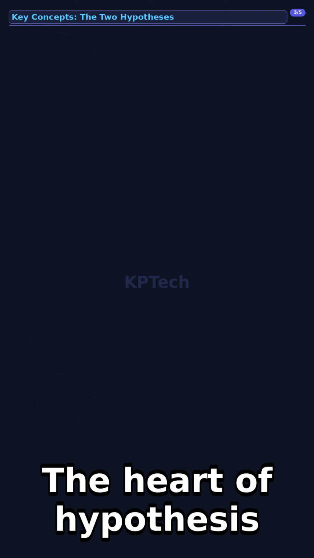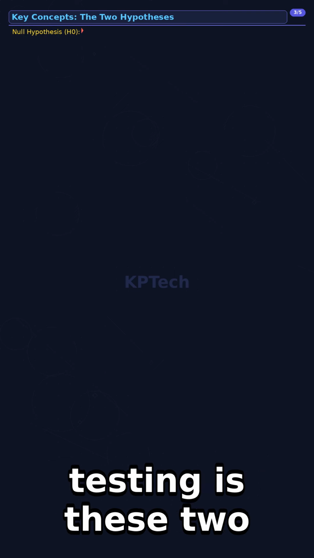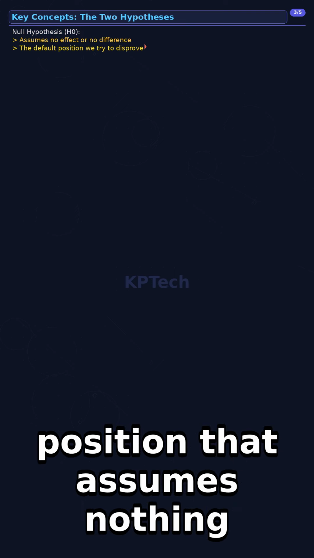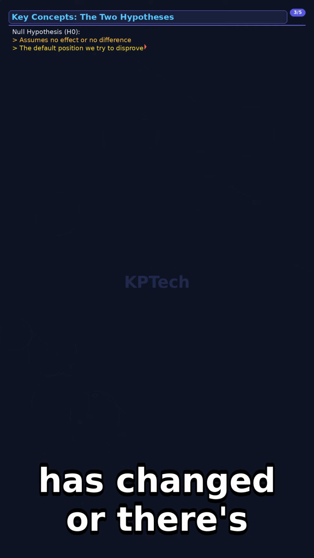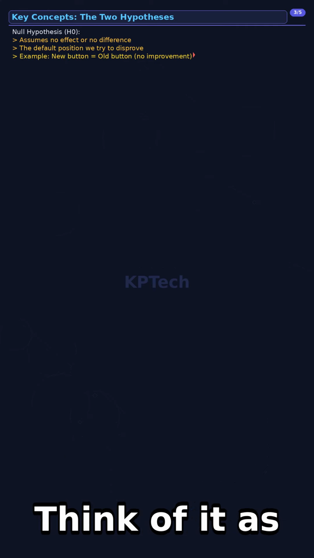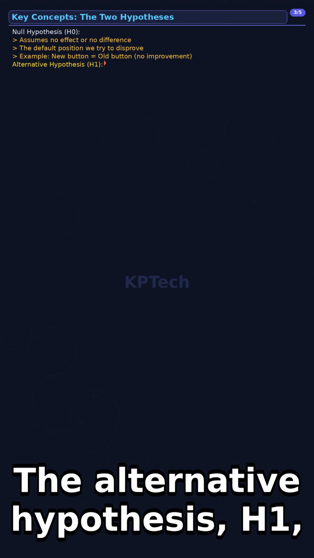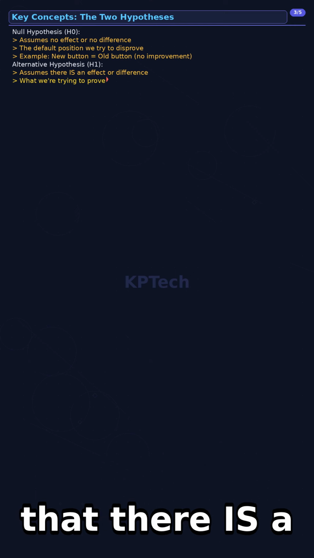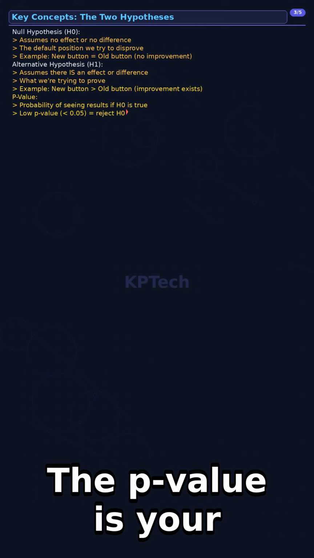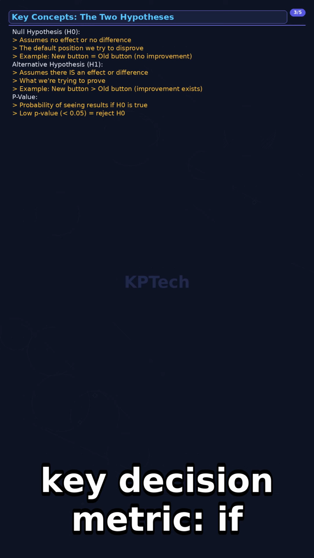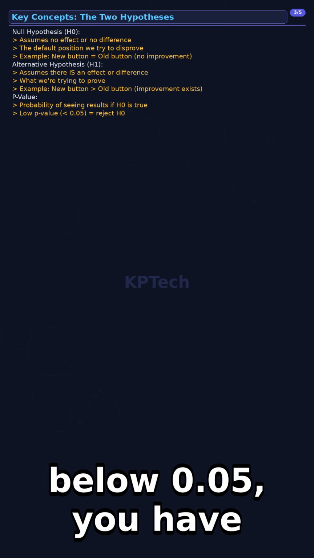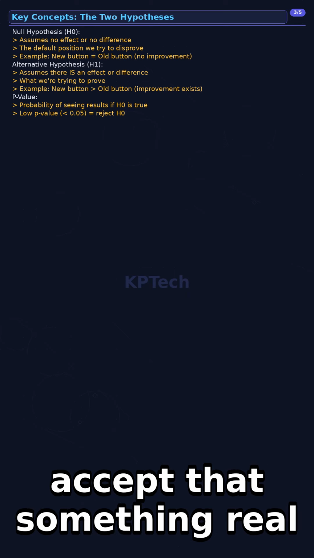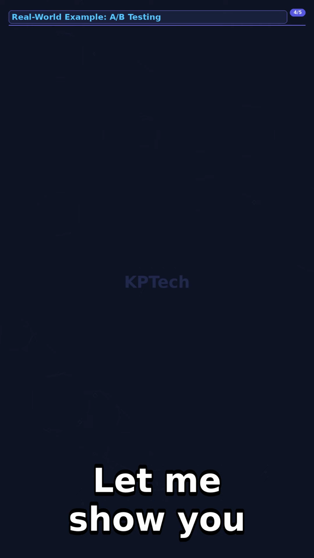The heart of hypothesis testing is these two competing hypotheses. The null hypothesis, or H0, is your skeptical position that assumes nothing has changed or there's no real effect. Think of it as innocent until proven guilty. The alternative hypothesis, H1, is what you're actually trying to prove, that there is a real effect. The p-value is your key decision metric. If it's low enough, typically below 0.05, you have strong evidence to reject the null hypothesis and accept that something real is happening.